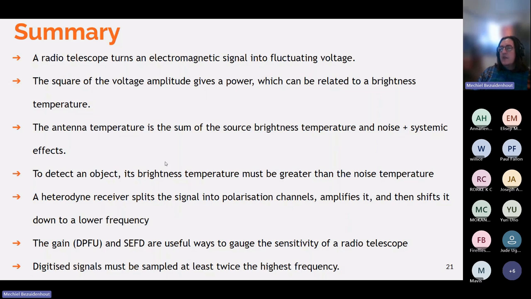A heterodyne receiver splits the signal into polarization channels, amplifies it, and then shifts it down to a lower frequency. The gain, or DPFU and SCFD, are useful ways to measure the sensitivity of a radio telescope. And then finally, a very important thing to remember, a digitized signal has to be sampled at least twice the highest frequency.